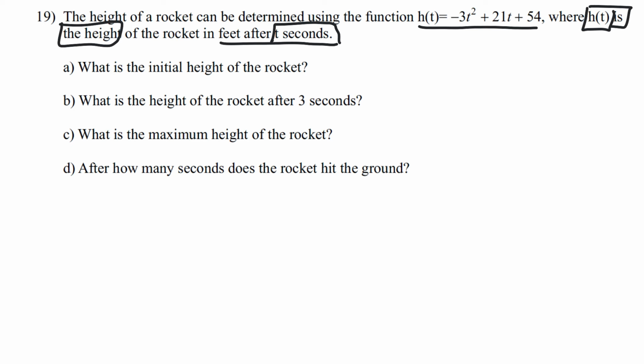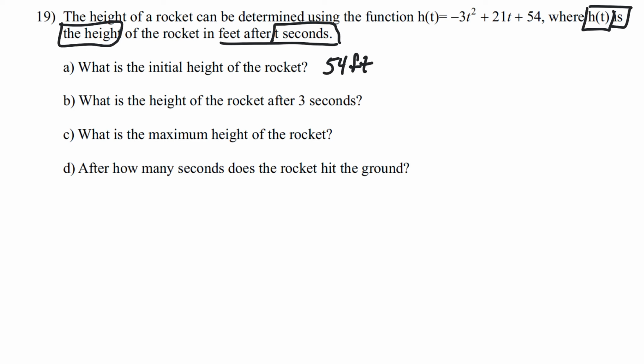All right, so what is the initial height of the rocket? Well, remember we talked about this before. Your initial height is where it was when no time goes by. So if I plugged in 0 for t, that would go away. So my initial height is 54. In other words, your initial height is your constant value. So we're going to just call this 54 feet.